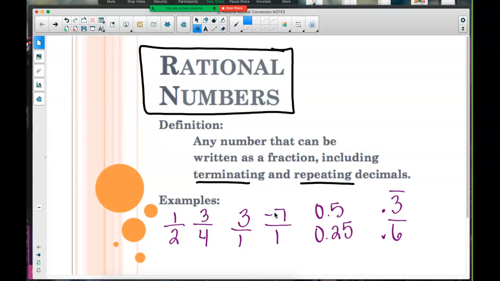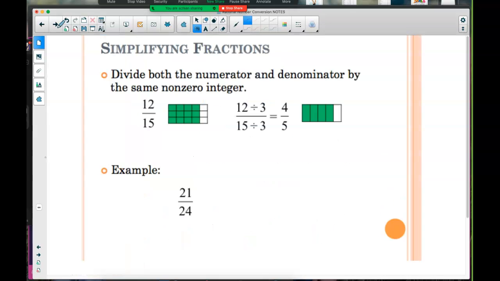So what we're going to look at the rest of the hour is making conversions between numbers and simplifying fractions. We're going to start with simplifying fractions. Okay, we have to know how to simplify a fraction, because when we do our fraction problems, we always want it in simplest form, simplified as much as possible. So to simplify a fraction, we're going to divide both the numerator and the denominator by the same number.